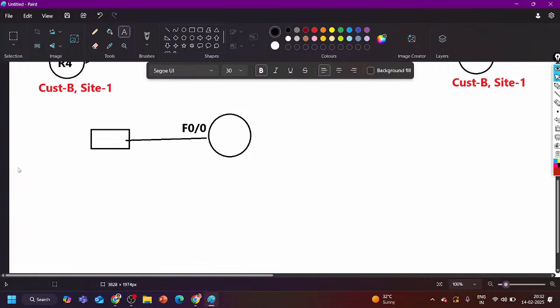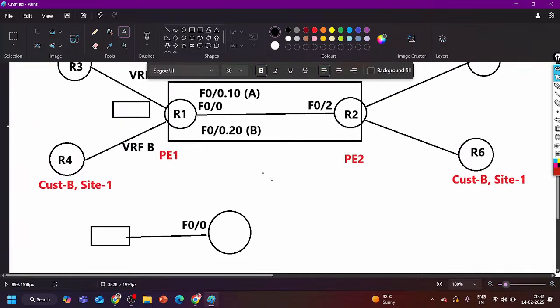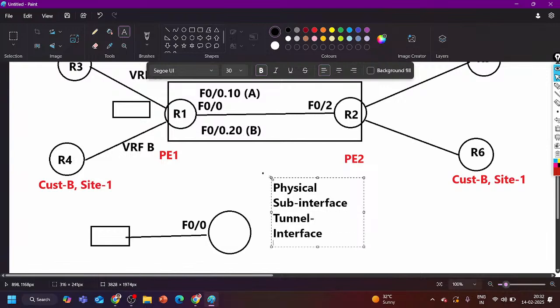But definitely there will be some device here between C to P. And in this case, we can divide this physical interface into multiple sub-interfaces. So why am I teaching you this? I am trying to make you understand that we can not only put a physical interface into the VRF. We can also put a sub-interface. We can also put a tunnel interface. Tunnel is also an interface on the router. We can put any interface in the VRF.